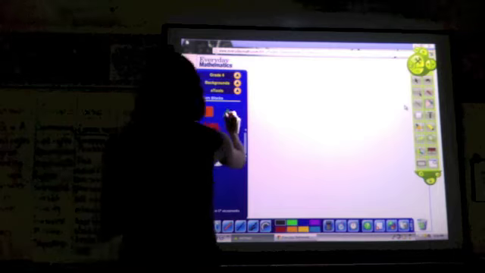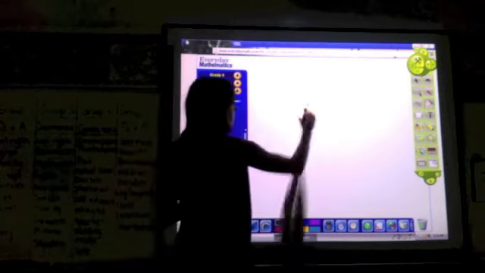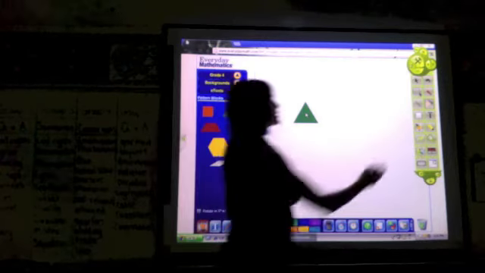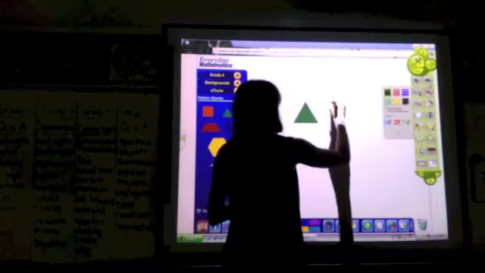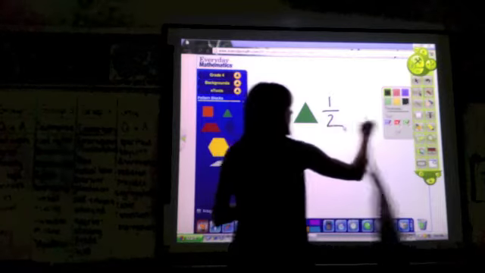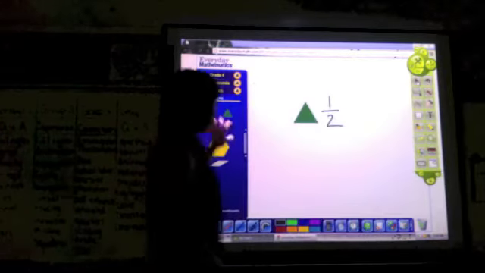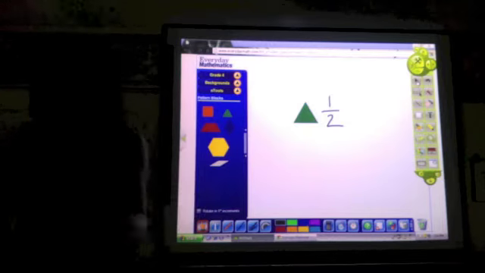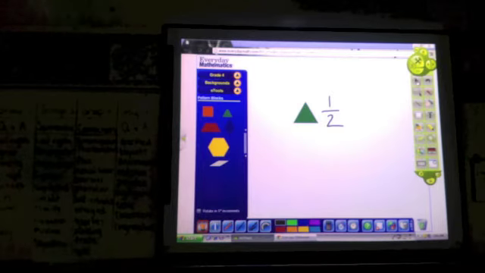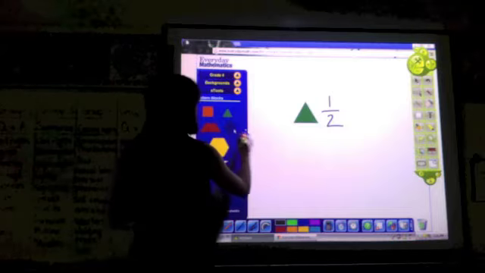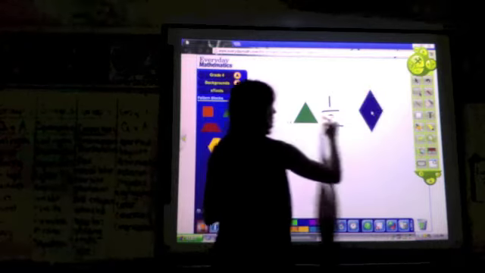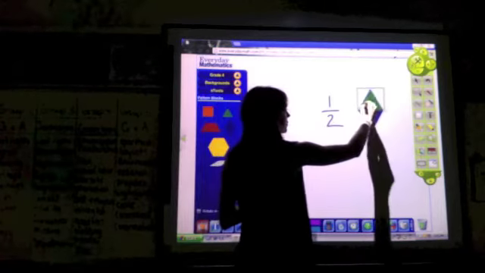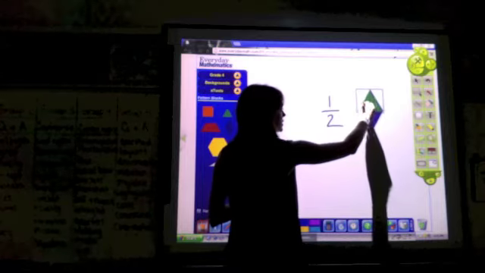Let's say that this triangle here represents 1/2. I need to determine which pattern block would represent my whole if the triangle is half. So my whole would be one rhombus, because if I put this triangle on top of the rhombus, it equals half of that rhombus.